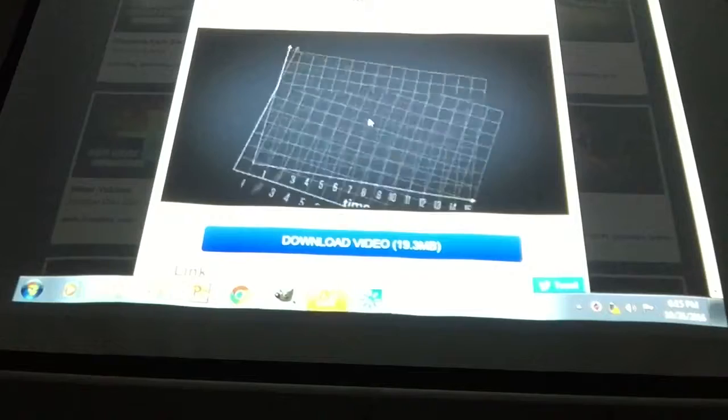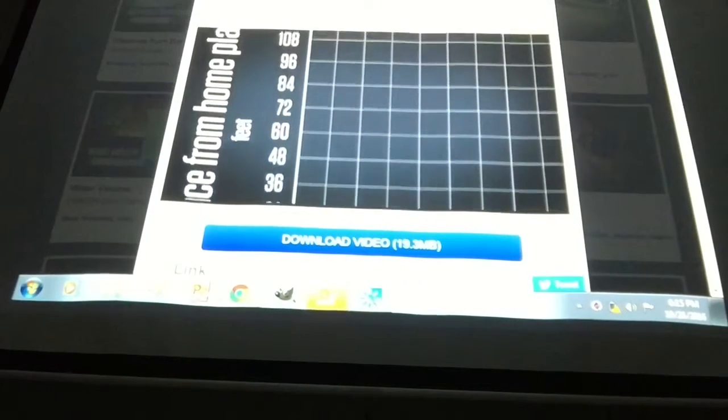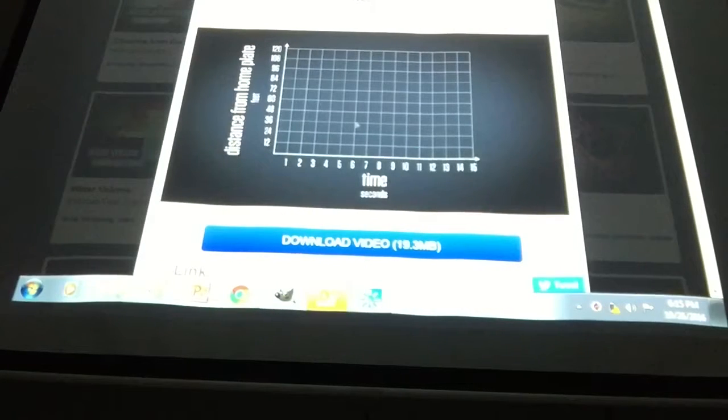Right, and in this video, the sides are going to be in feet, and you're going to go up by 12s. So if you need to press pause to go up by 12s, you can. All right, that's what the graph looks like.